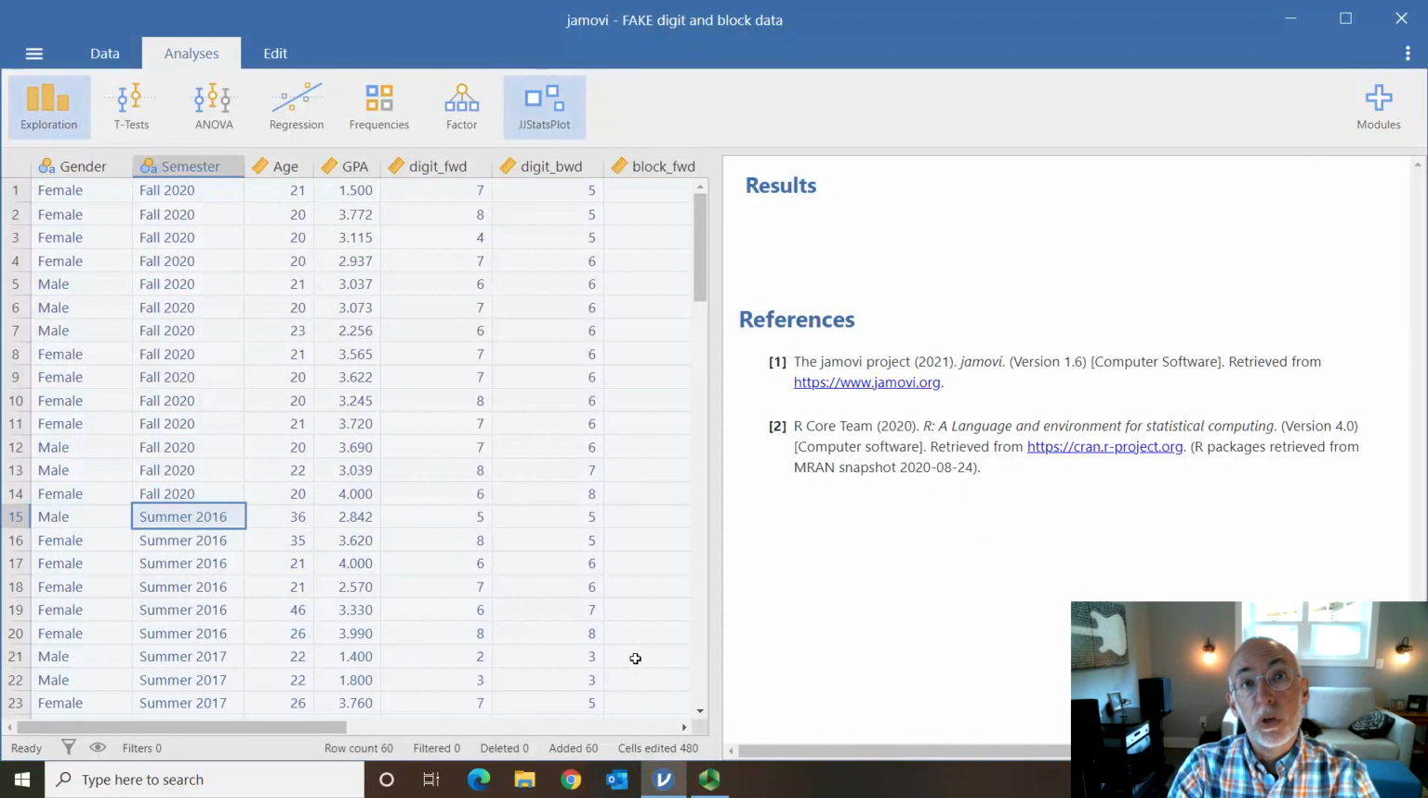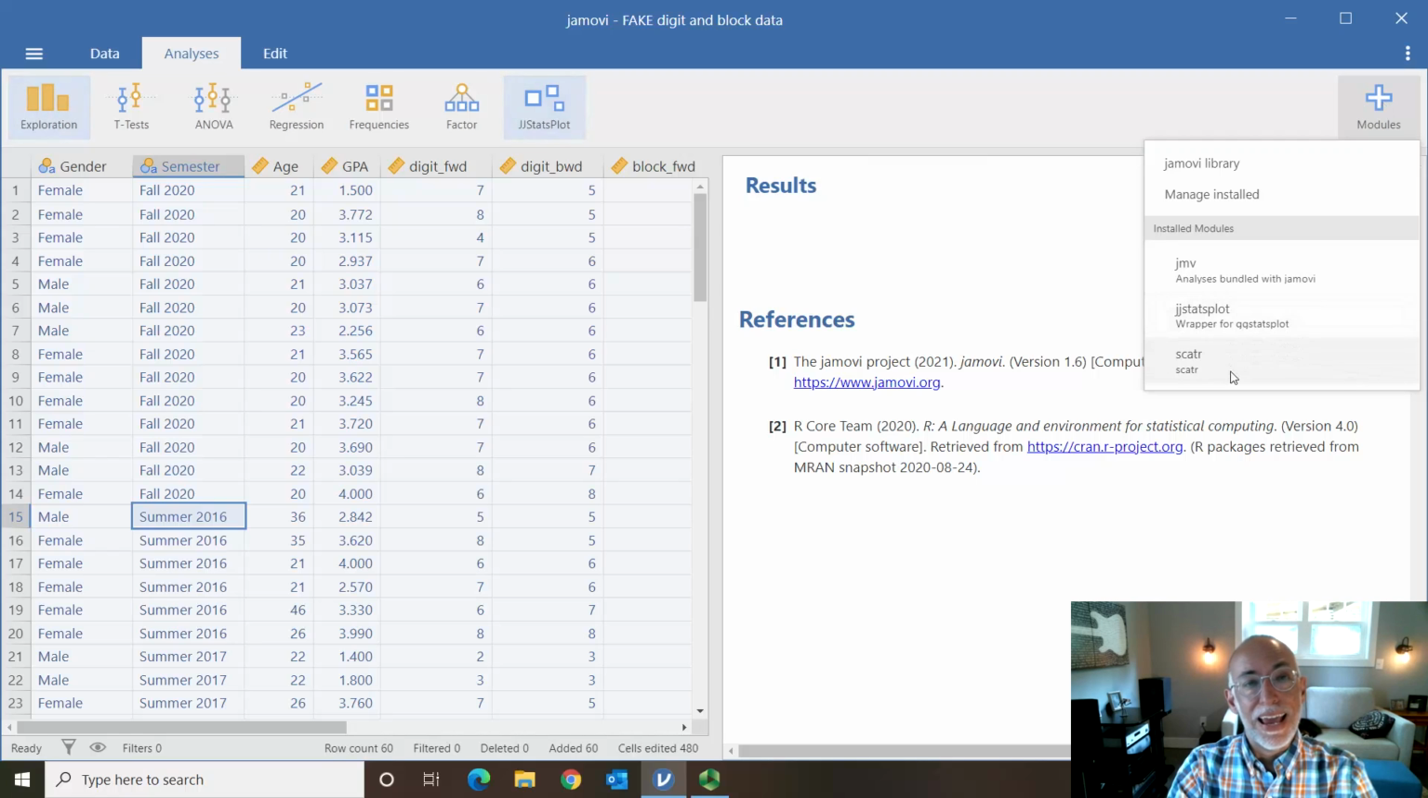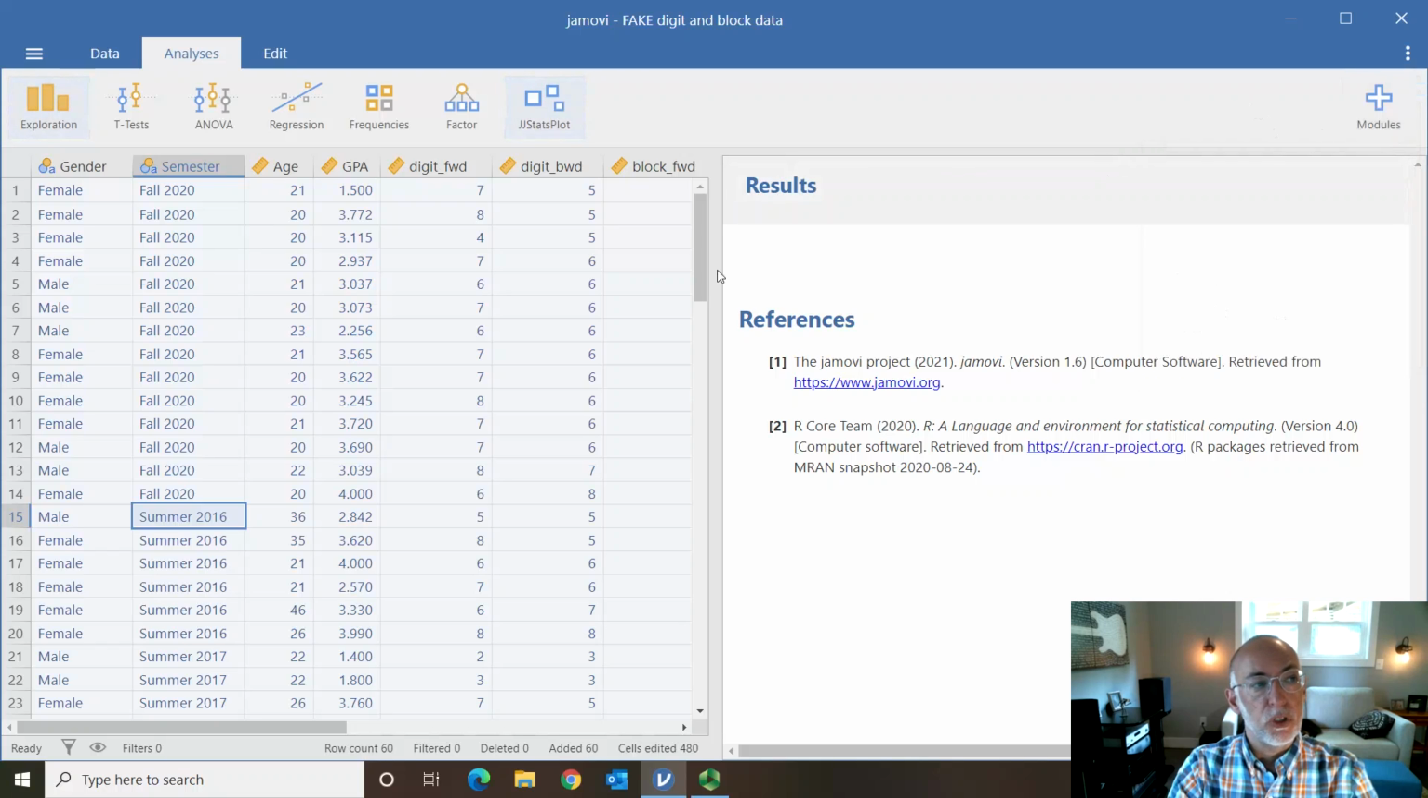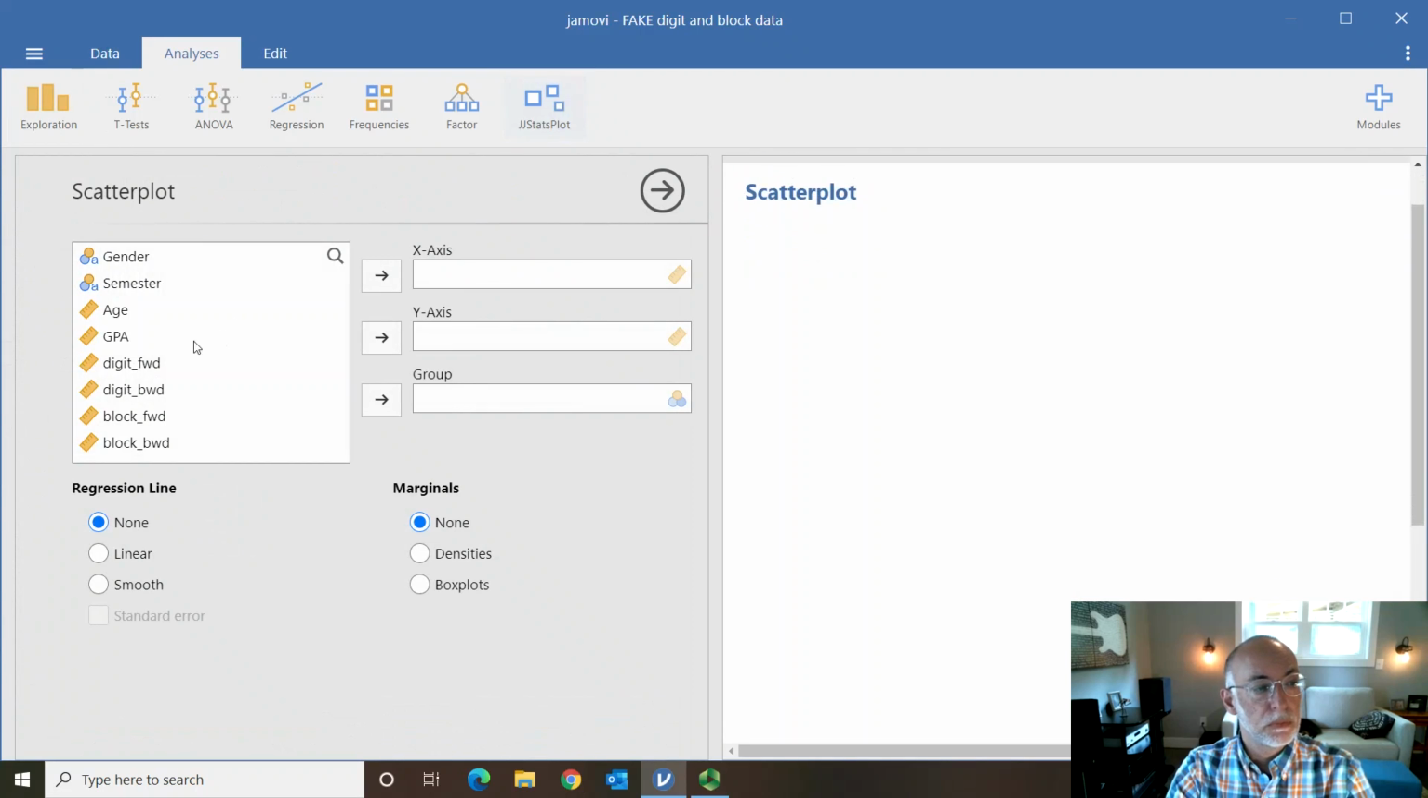I'm going to cover how to do correlations in Jamovi. Before you get started trying this yourself, if you hit plus modules, you can see I added the module scatterplot, SCATR, and you can go through these menus and add it yourself. Scatterplot is useful because we want to look at the data before we do correlations. Under Explore, you'll see I have a new option here, scatterplot, because I added the module.